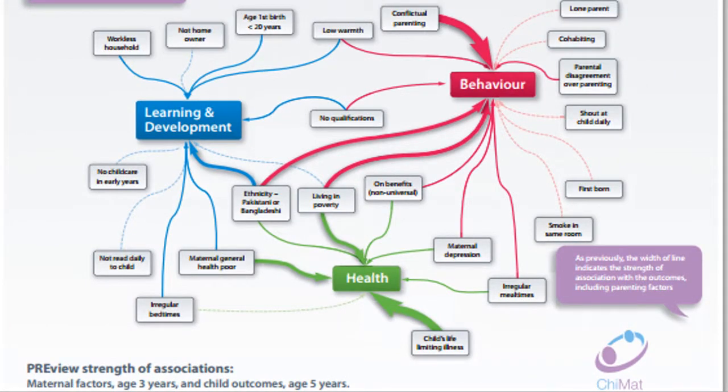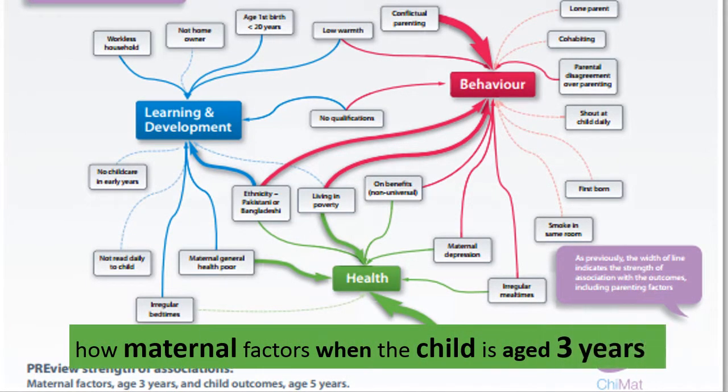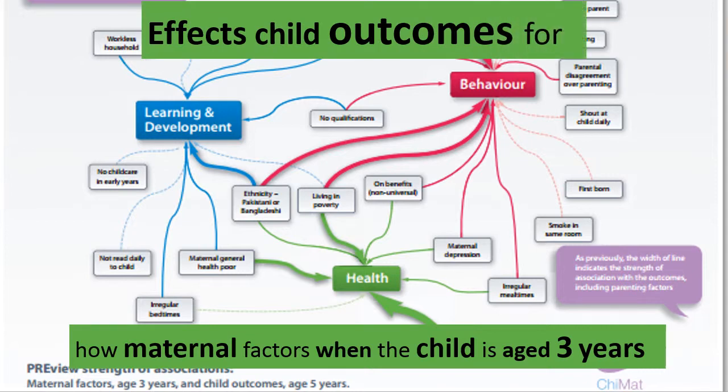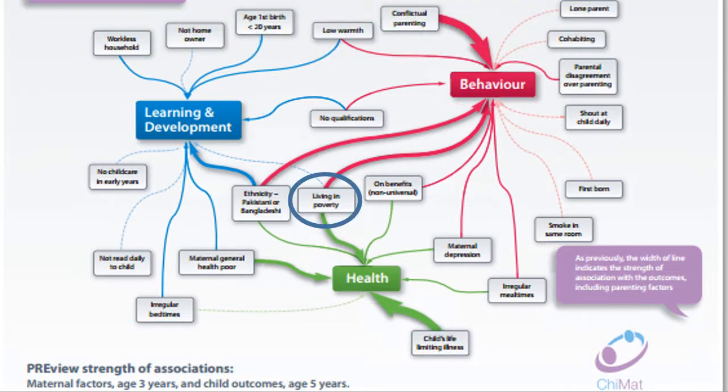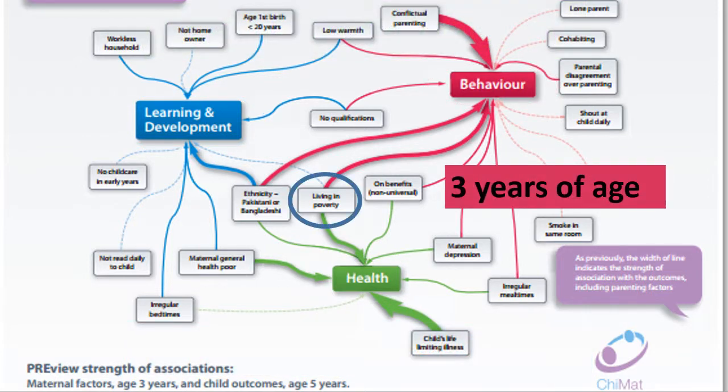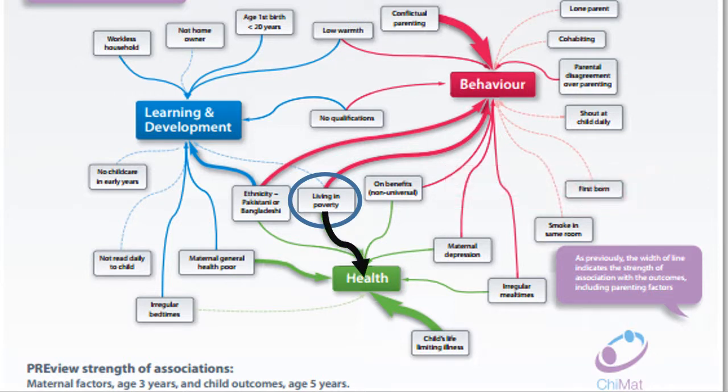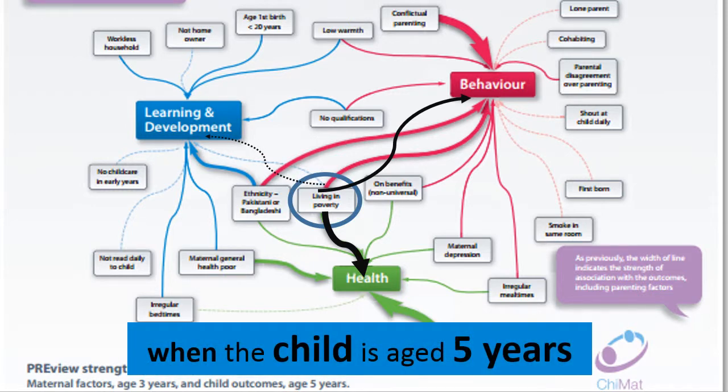This chart shows how maternal factors when the child is aged 3 years affects child outcomes for learning and development, behaviour and health when the child is aged 5 years. So for example, you can see that living in poverty when the child is 3 years of age has a strong impact upon health and an impact upon behaviour and a recur association when the child is aged 5 years. Irregular meal times at 3 years can impact upon a child's health and behaviour outcomes at 5 years.